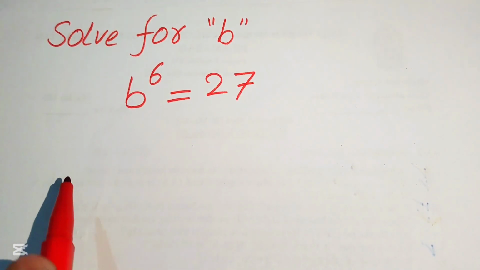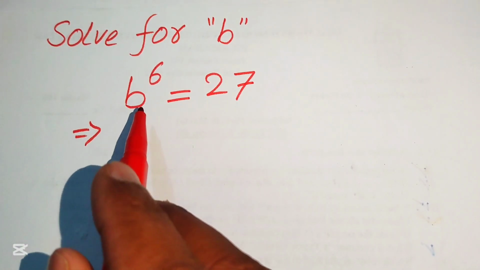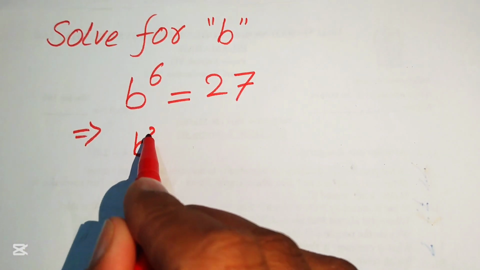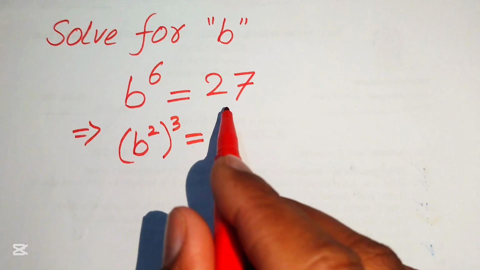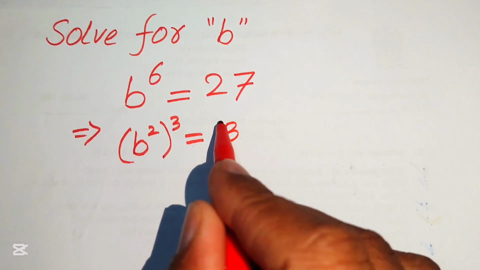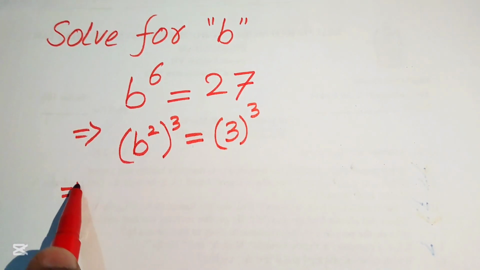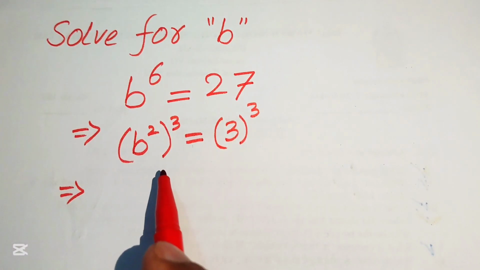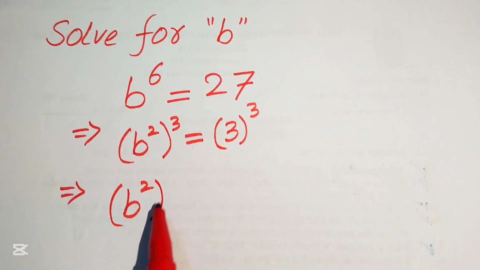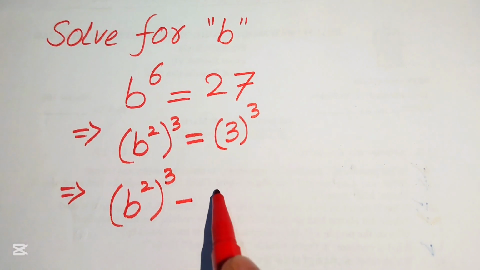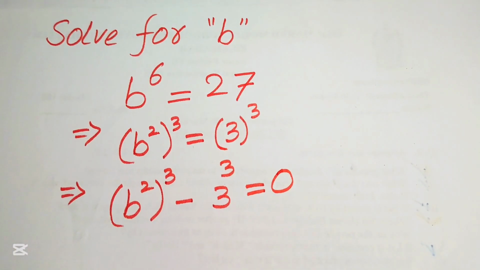Okay, so first we rewrite this equation. We write b to the power of 6 as b square and its whole cubed equals to 27, and we write this 27 as 3 cubed. After this step, we need to move this 3 cubed to the left hand side. So we write it as b square and its whole cubed minus 3 cubed equals to 0.